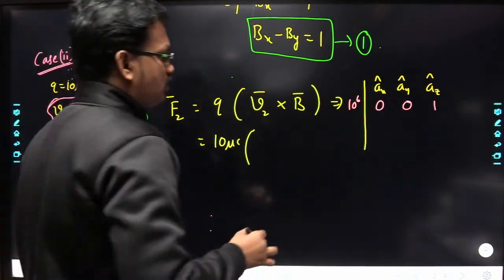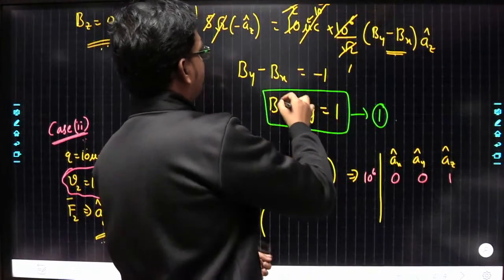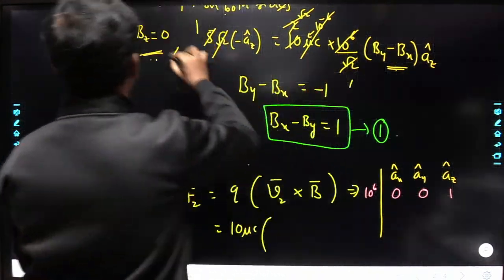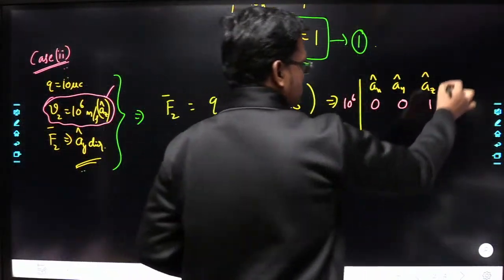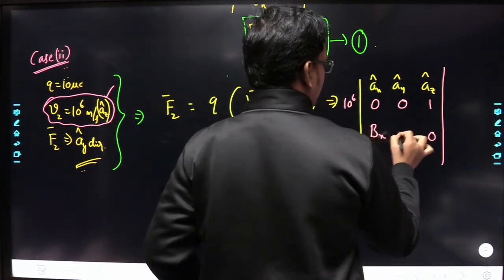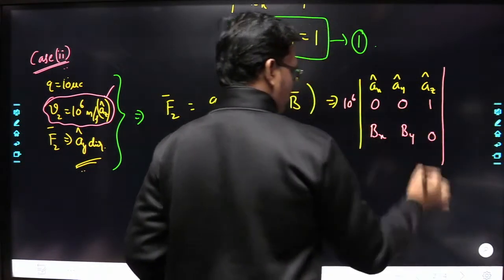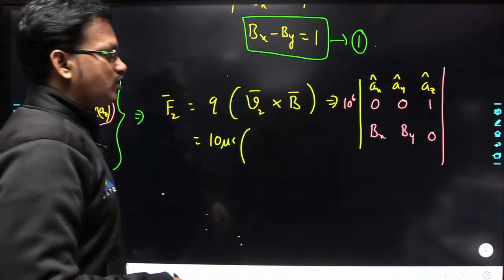Okay, next B bar here. We have concluded that the Z component of B bar is equal to 0, right? So the Z component of B bar is equal to 0, and it has only the X component and Y component. Understood? So this is what we are going to get.